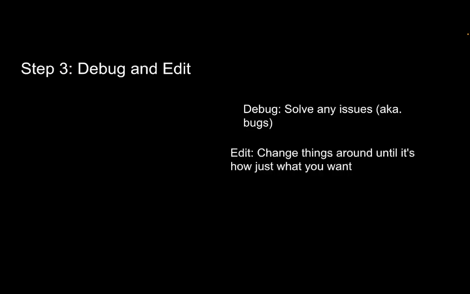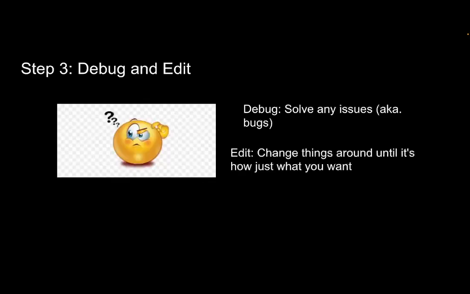Step 3, debug and edit. Debug means to solve any issues, which is called a bug, thus it's called debugging, getting rid of bugs. And editing, as most people hopefully know what it means, just means to change things around until it's just how you want it.